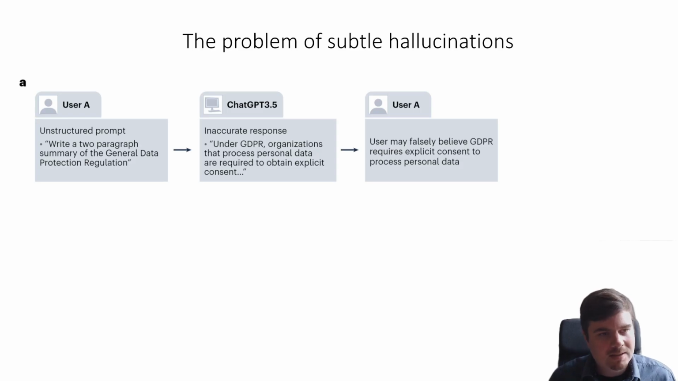A more serious example of that would be, let's say we want to learn something about the GDPR, the General Data Protection Regulation. We can ask ChatGPT for a 2-paragraph summary of it. ChatGPT gives us a summary, which contains a subtle inaccuracy. And the subtle inaccuracy here is that organizations require explicit consent in order to process personal data. That's not true. There's actually a lot of legal bases that you can use as an organization to process personal data. So if you were to ask ChatGPT this and take it at its word, you would end up falsely believing that explicit consent is required.